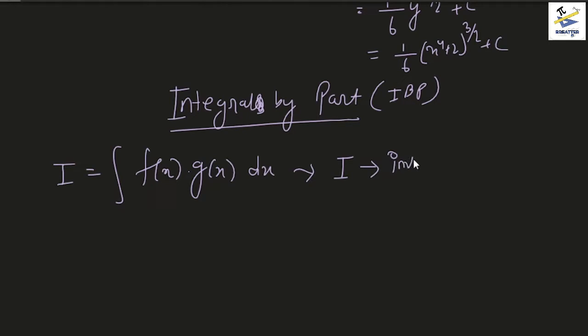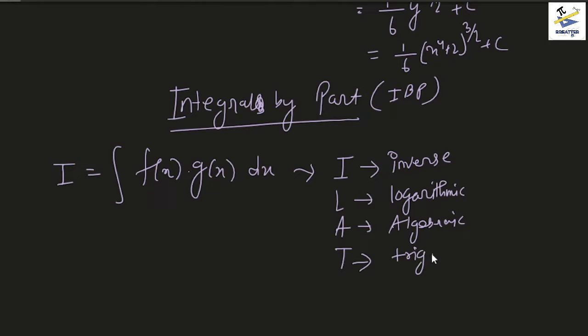I for inverse functions, L for logarithmic functions, A for algebraic functions. Algebraic functions means functions of polynomials like x cube, x to the power 4 plus 2 and something like that. Logarithmic is involving log, inverse is involving sin inverse x, cos inverse x, tan inverse x, like that. So they're inverse trigonometric functions. T is for only trigonometric, and E is for exponential.